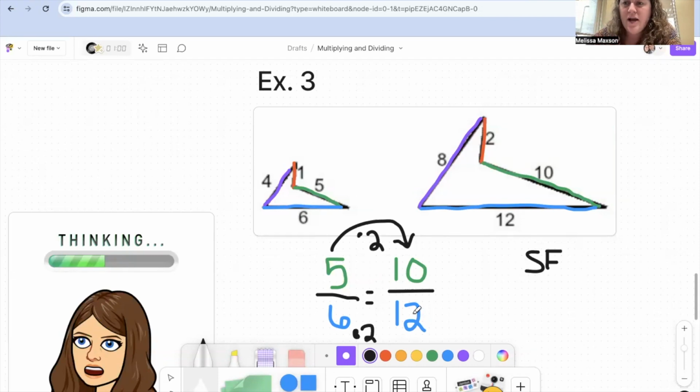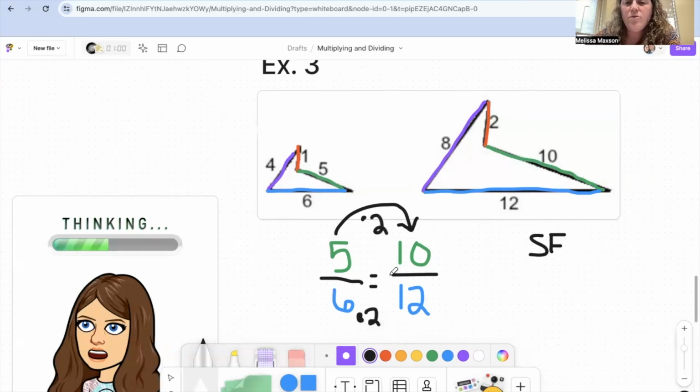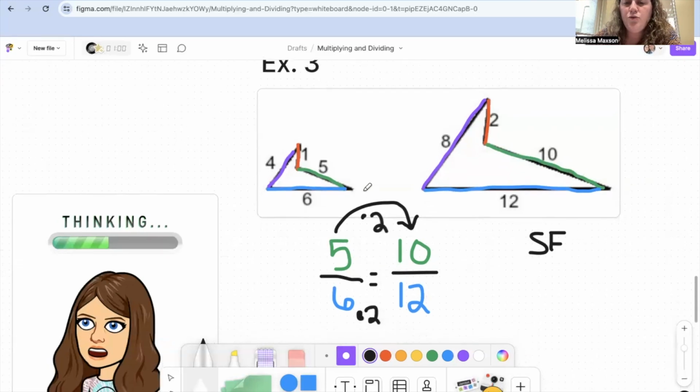Okay, remember you can interact with the screen. So when you're doing this on your own, I want you guys to have your Figma up, and I want you to be putting stamps and emojis all over this, and I can still see it. Okay. So yes, 6 times 2 is 12. So that means that we multiplied by 2, right? We had to multiply by 2 to get to our answer, which means our scale factor is 2.